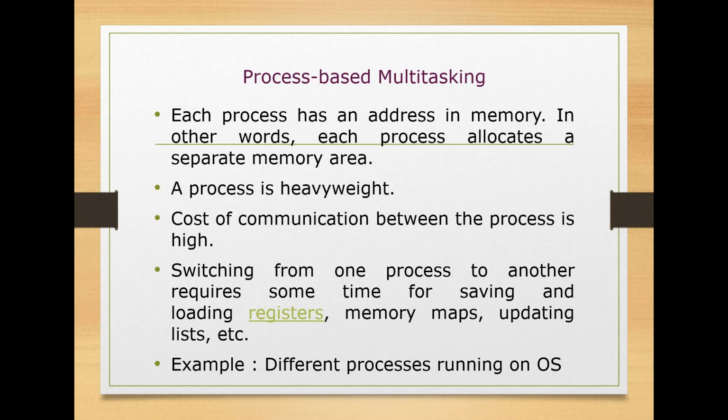Okay, so this type of multitasking is called process-based multitasking, because different processes are running on the operating system with different memory allocation. These processes are heavyweight in nature, because all of them are individual software. Software can take more memory, and the cost of communication between the processes is high, because context switching from one software to another takes too much time.